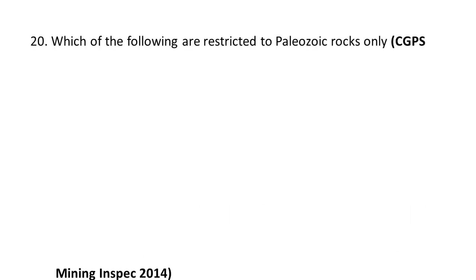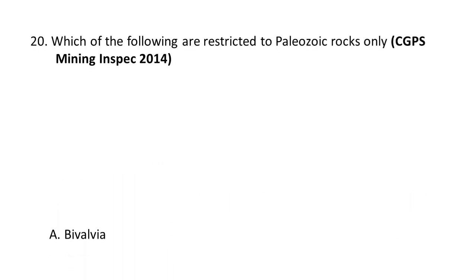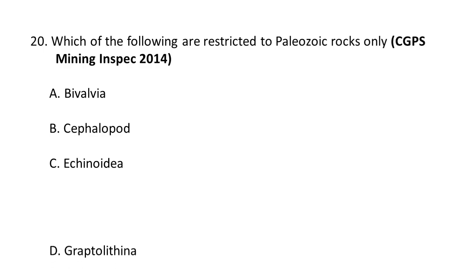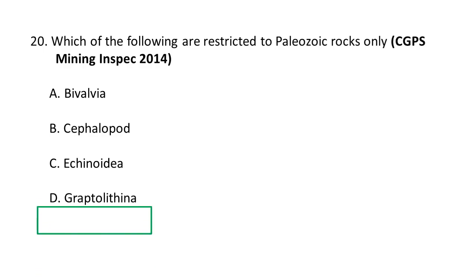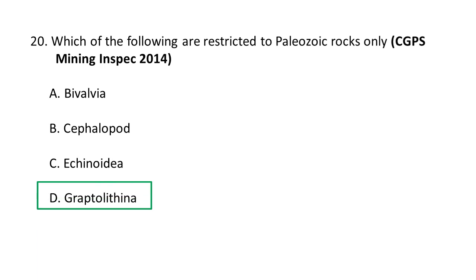Next question. Which of the following are restricted to Paleozoic rocks only? A. Bivalvia, B. Cephalopod, C. Echinoidea, D. Graptolithina. So the correct option is D. Graptolites are found only in the Paleozoic rocks such as those in Scotland, Wales and northwestern England, and the oldest dendroids occur in the Middle Cambrian rocks, but they can be found in rocks as young as the Carboniferous. And planktonic graptolites are particularly common in Ordovician and Silurian shales and mudstone. So Graptolithina are restricted to Paleozoic rocks only. D is the correct option.